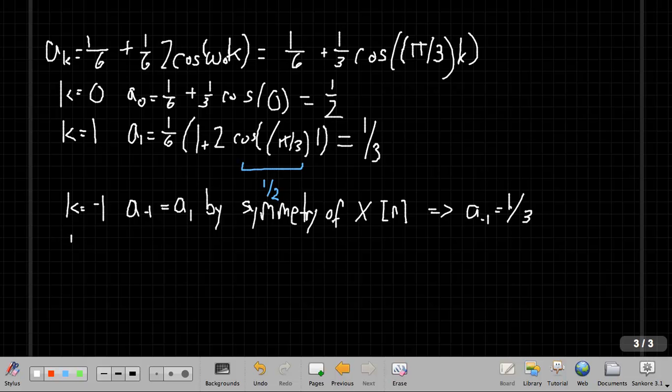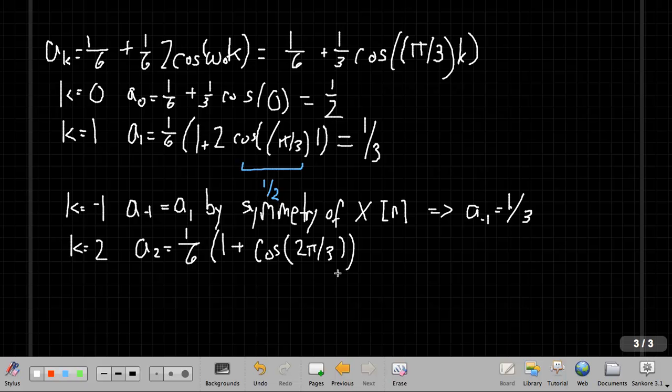Moving along, the next value, how about k equals 2? If I want that, I just go through and put in 2 for all the k's here. So I have 2 times 1/6 times 1 plus cosine. And now this will be 2 times pi over 3. So I have the cosine of 2 pi over 3. Cosine of 2 pi by 3 is -1/2.